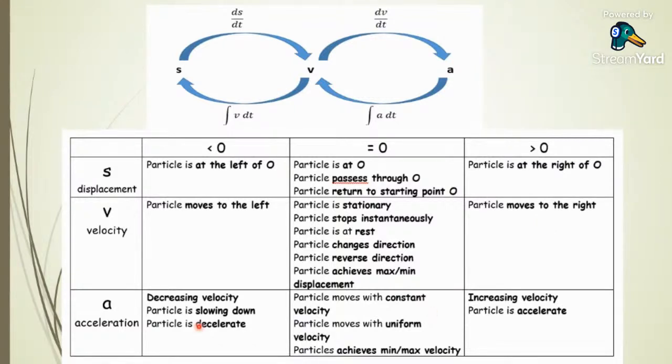Okay, and then A, acceleration. Acceleration, dia ada decreasing, kalau decreasing, kita panggil decelerate. Yang ni pun kita dah belajar kan. Okay, particle is slowing down. Pun kita kata decreasing juga. Okay, what are the keywords? Apa benda kalau A equals to 0? Constant velocity. Uniform velocity. Okay, and then these are greater than 0, increasing. Okay, so tak apa.